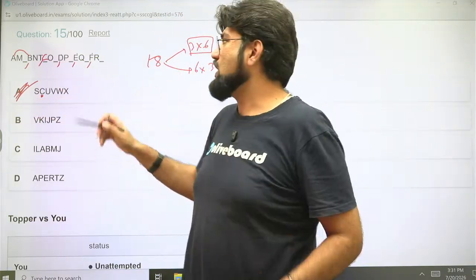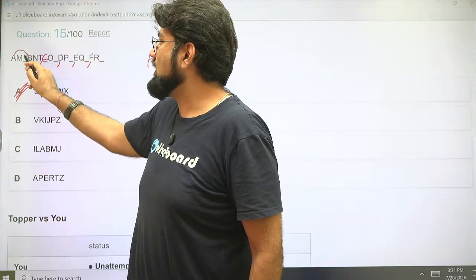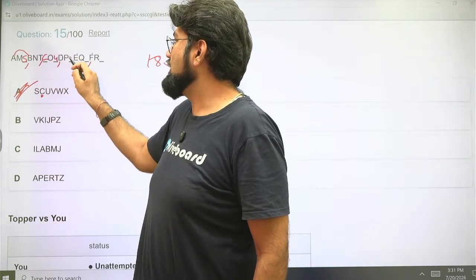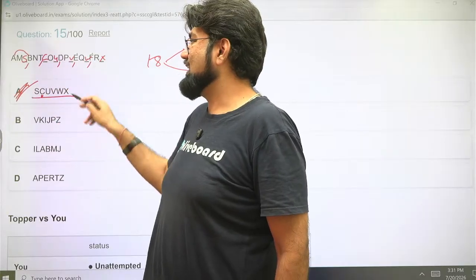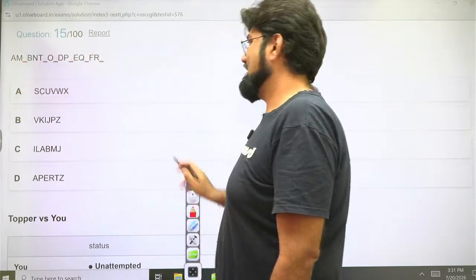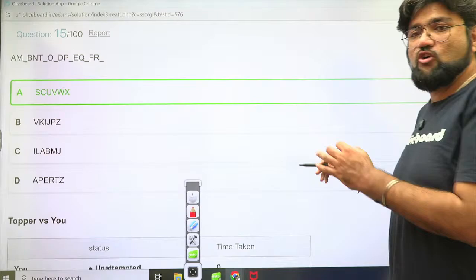Even if I want to check, what can I do? There's a T here. So before T, we'll have an S, and then we'll have a U, we'll have a V, we'll have a W, we'll have an X. So S, T, U, V, W, X is exactly what is completing the logic, which is option A. Make sure you're aware of this.